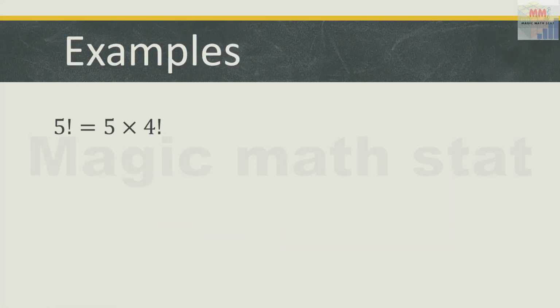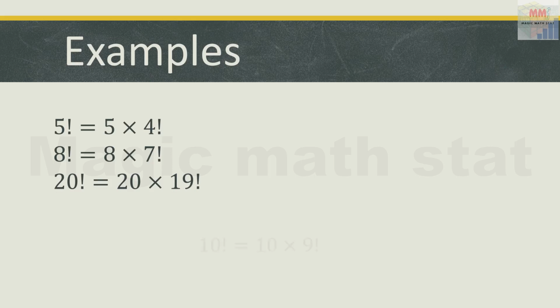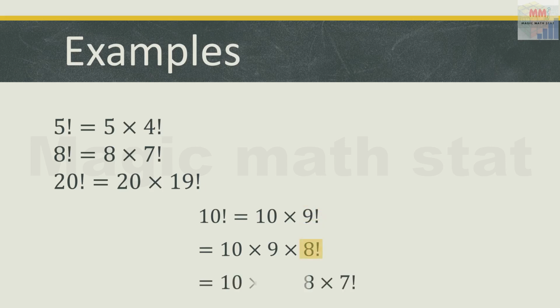Let's look at some examples. 5 factorial equals 5 times 4 factorial. 8 factorial can be written as 8 times 7 factorial. 20 factorial can be written as 20 times 19 factorial. And 10 factorial can be written as 10 times 9 factorial. In the last case, we are going to break it down more. We can break 9 factorial into 9 times 8 factorial. And if we break 8 factorial again, we get 8 times 7 factorial. So 10 factorial is 10 times 9 times 8 times 7 factorial.